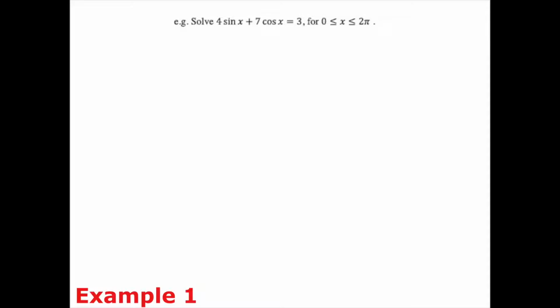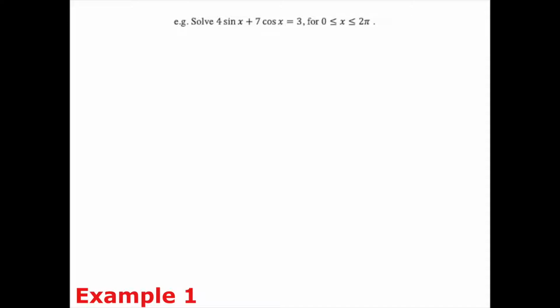Okay, example number 1. Solve sine x plus 7 cosine x equals 3, and we're going from 0 to 2 pi. Now this one here we could solve using the auxiliary method, so that's open to you, but today we want to practice the t formula.